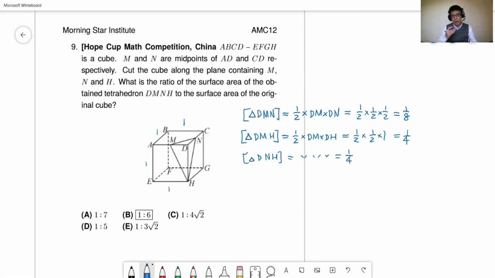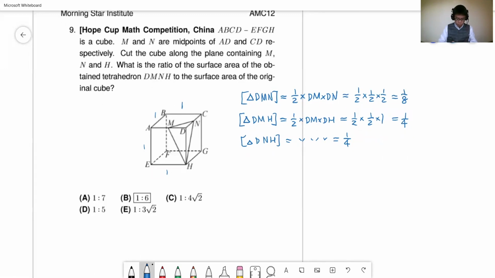Now we need to calculate the area of triangle MNH. For triangle MNH, we can solve the length of each side. So MN equals 1/2 √2. Let me write: MN equals the square root of DM squared plus DN squared, and both DM and DN are 1/2. So this is 1/2 √2.